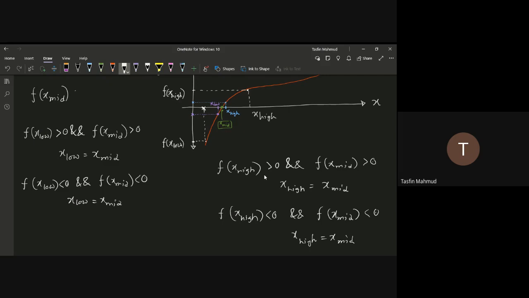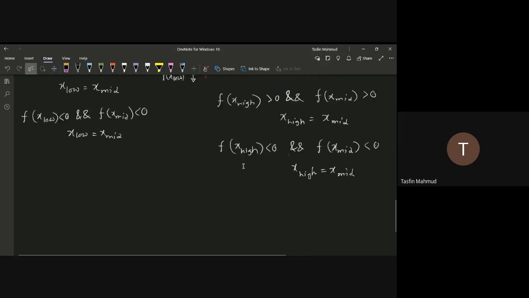Then we will talk about the tolerance, right? If this x mid is pretty close to the previous value, we will calculate the difference between the previous x mid and the new x mid. Okay, and we will calculate the tolerance value, and we can check the tolerance value like this.